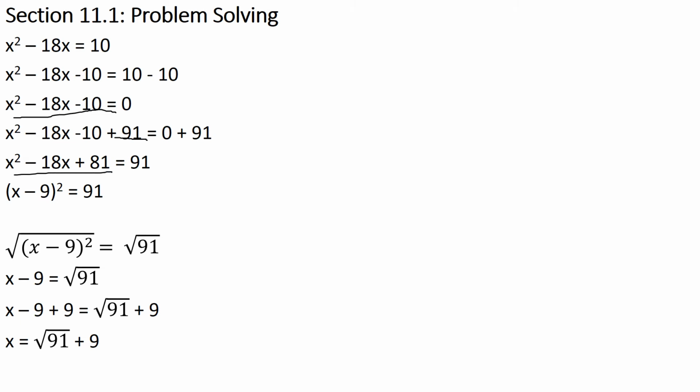And x squared minus 18x plus 81 is the same as x minus 9 squared. As I add 91 to one side, I add 91 to the other, right here. Square root of x minus 9 squared equals square root of 91. Square root of x minus 9 squared is x minus 9. I'm going to get all the letters on one side, numbers on the other, so I add 9 to both sides. So I'm left with x on the left equals square root of 91 plus 9.